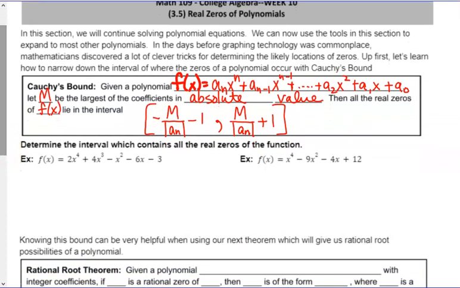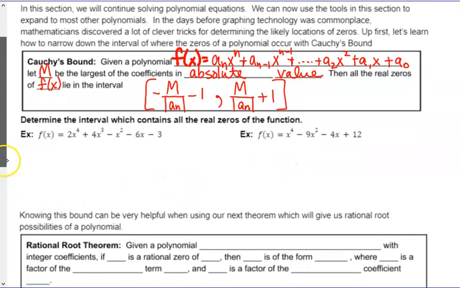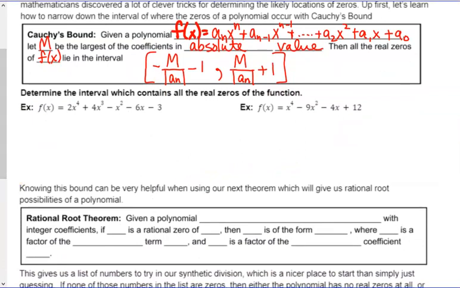It narrows down the interval in which you have zeros, because there are an infinite number of real numbers. In order to narrow things down and figure out which of these 4 numbers would make that equal to 0, it's very hard out of an infinite amount of numbers to choose just 4 that work. So we're going to determine the interval that contains all real zeros in these 2 functions.